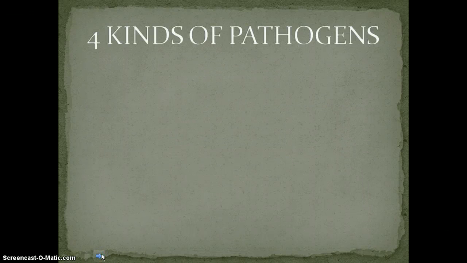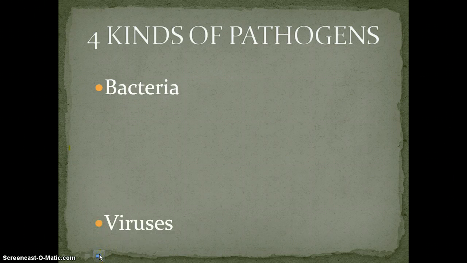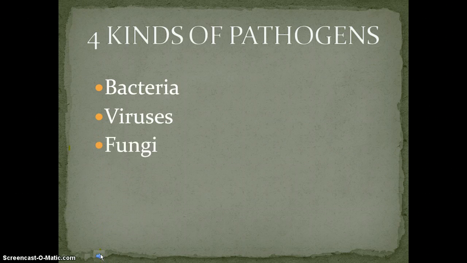There are four kinds of pathogens: bacteria, viruses, fungi, and protists.